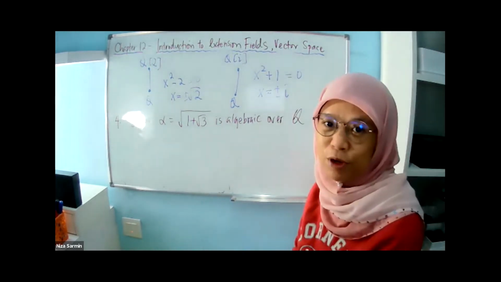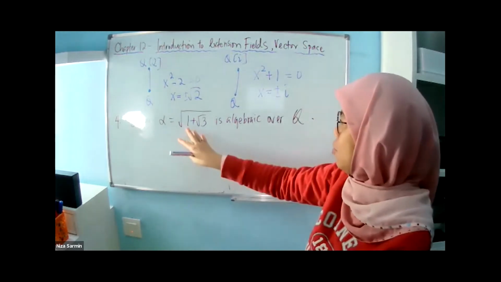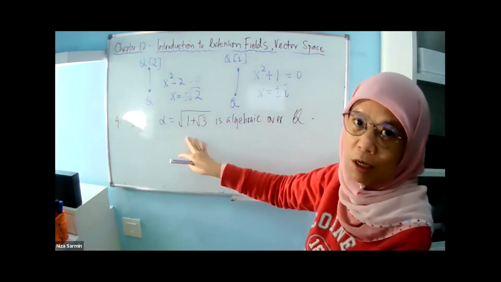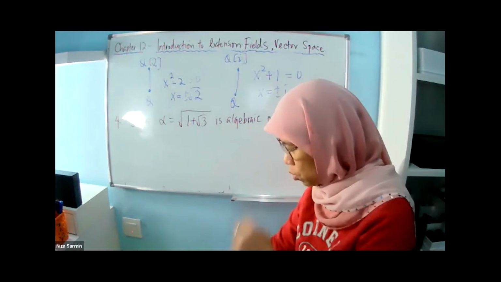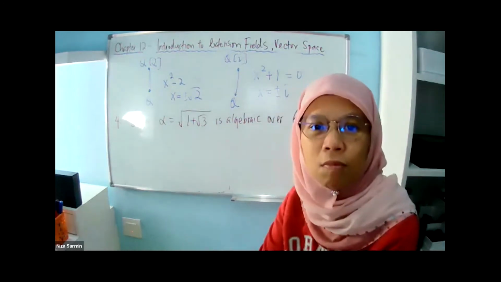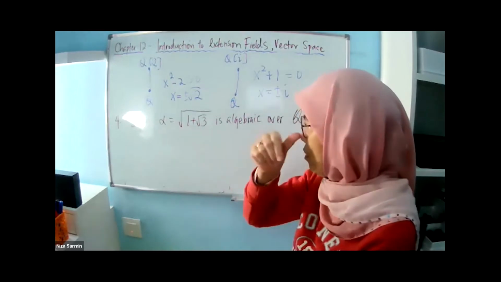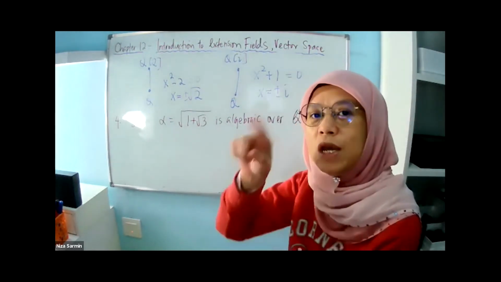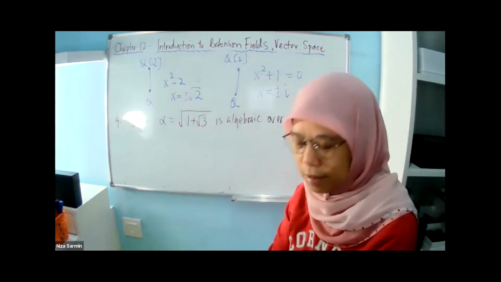You have to find the polynomial. Okay, you have to find the polynomial in which this is a root. And you have to see that the polynomial has coefficient in Q. I give you 2 minutes to solve and find the polynomial in which this is a root. Meaning you have to get rid of the square root. Square both sides, okay?